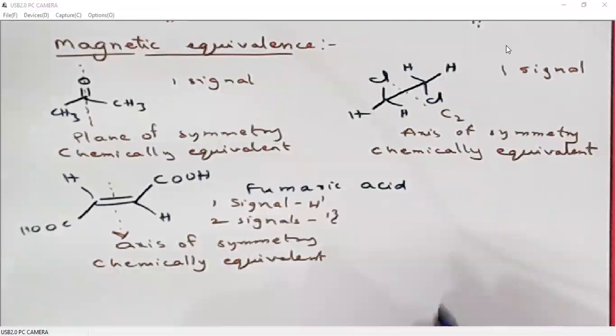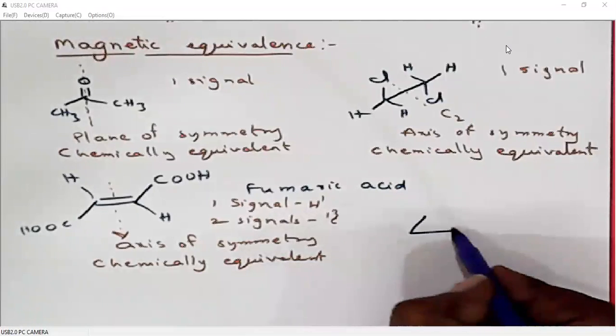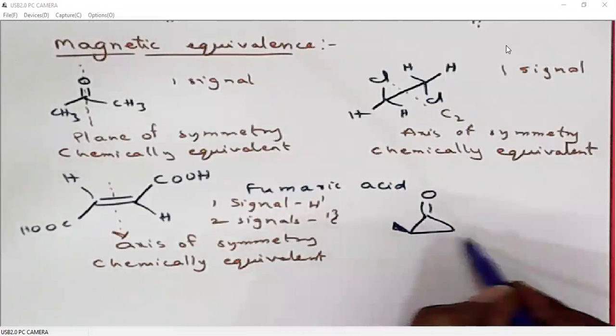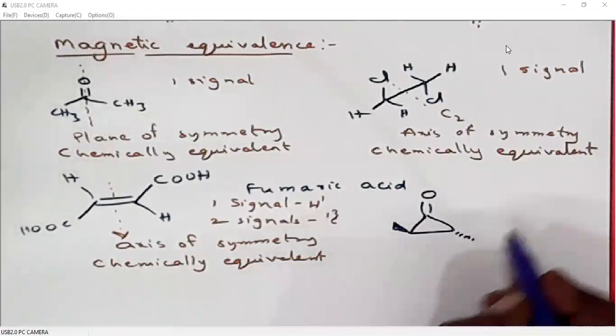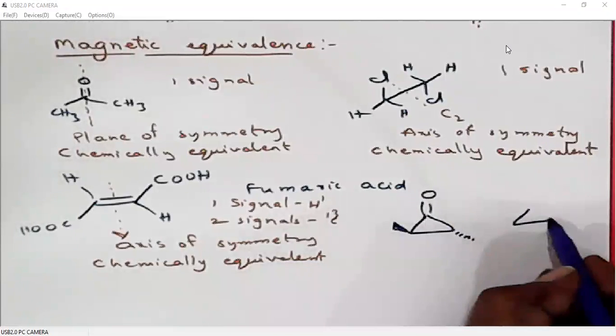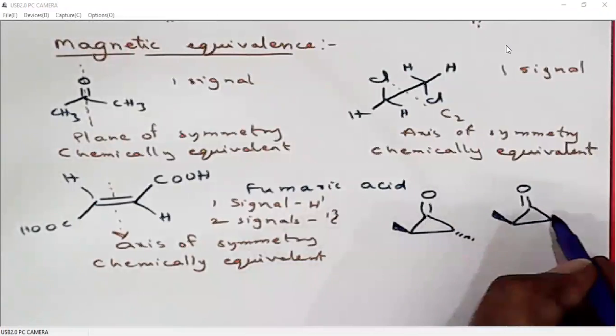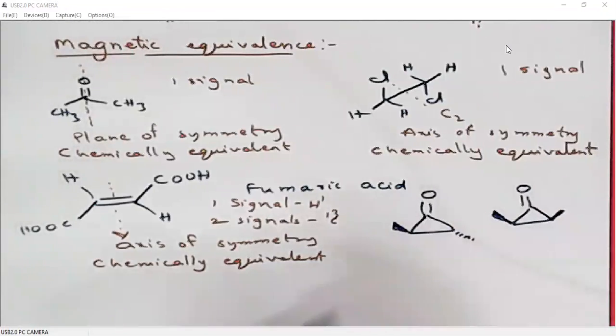Now I will give you two more examples. You try whether there is any symmetry element or not in these molecules and how many signals we expect for these molecules. Now just look at the symmetry elements and tell me about the possible proton and carbon signals.